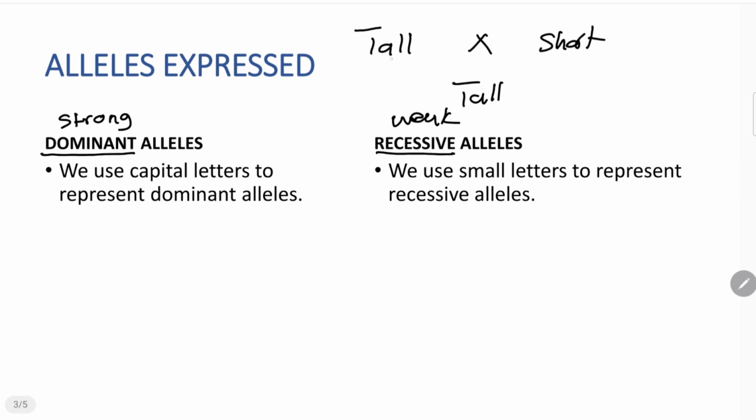So because when a tall plant is crossed with a short plant, all the offspring are always tall, it therefore tells me that the short trait, the short allele, is recessive. It is weaker. So every time a dominant allele is crossed with a recessive allele, the dominant allele will always win, right?